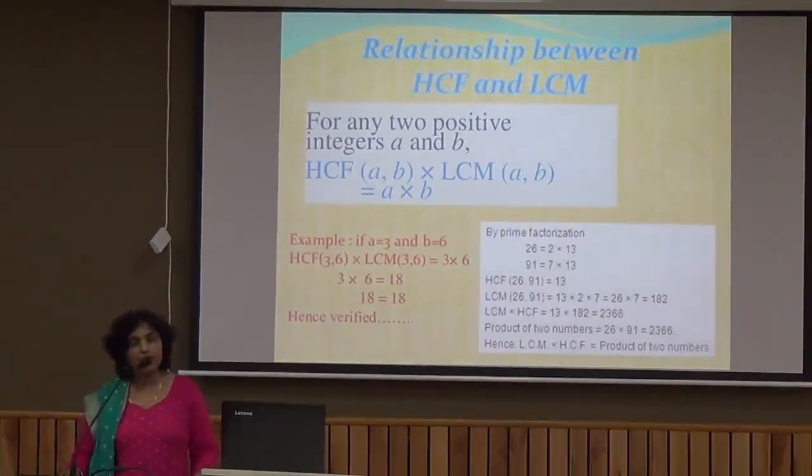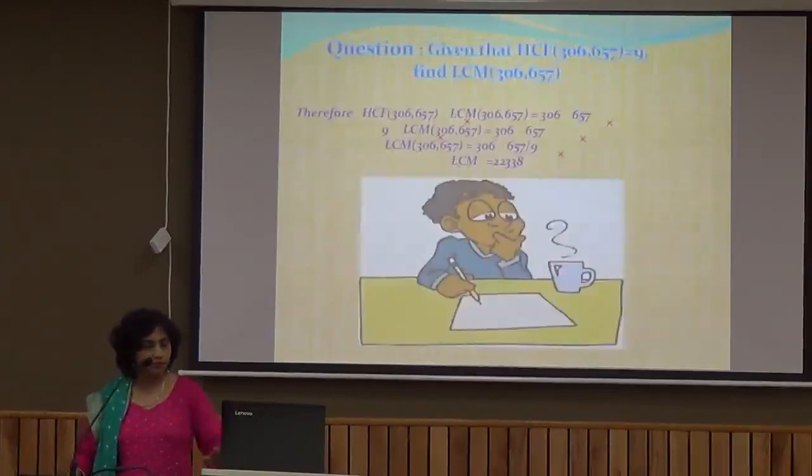And the LCM and HCF product is 2366, and the product of 26 and 91 is also 2366. Please mind, students, this relationship holds only when you calculate the HCF and LCM of two numbers. It does not hold for three numbers.